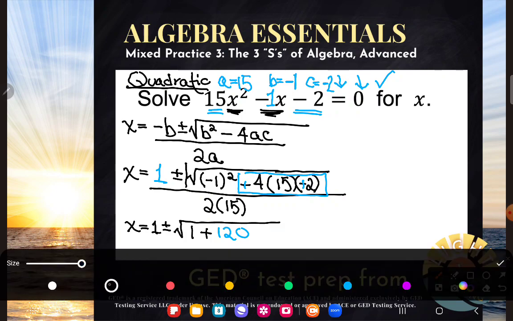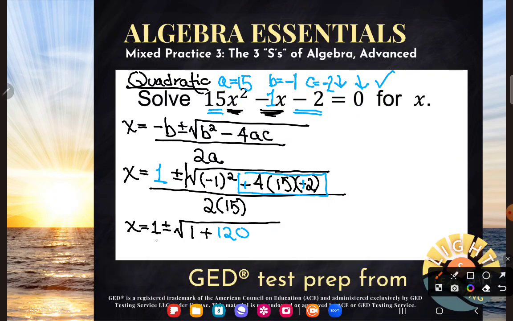Awesome. And now I will simplify the bottom. 2 times 15 is 30. Okay, I still have some more simplifying I can do on the right-hand side of that plus minus. Let's do it. So x is equal to 1 plus or minus 120 plus 1 is 121. So I'll have the square root of 121 all over 30.